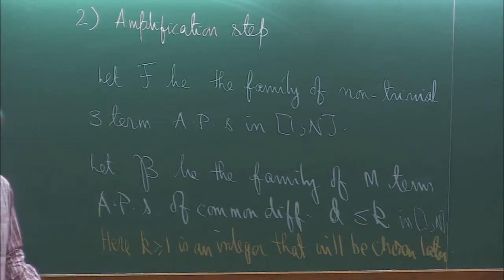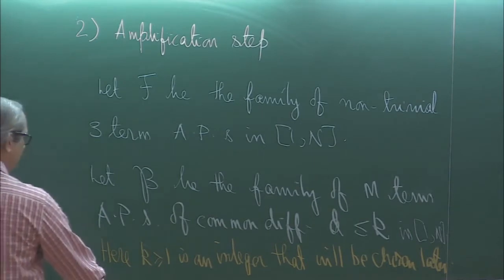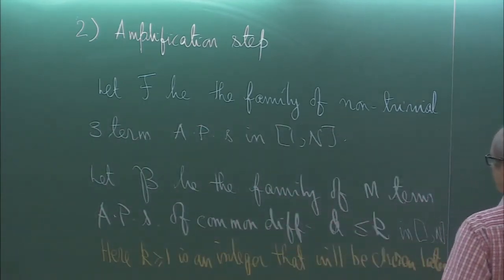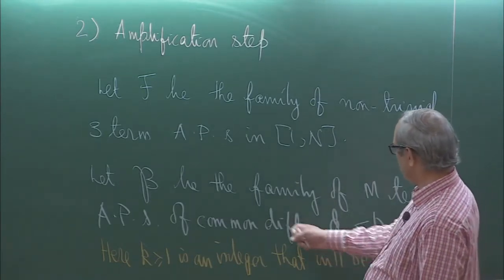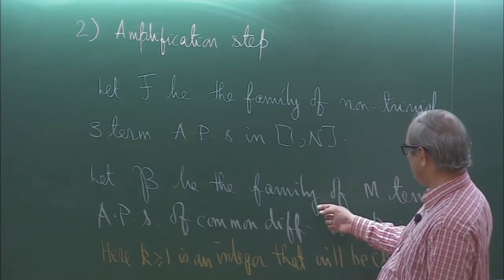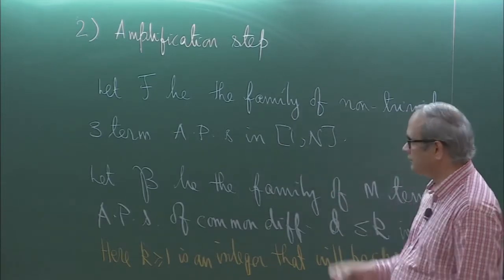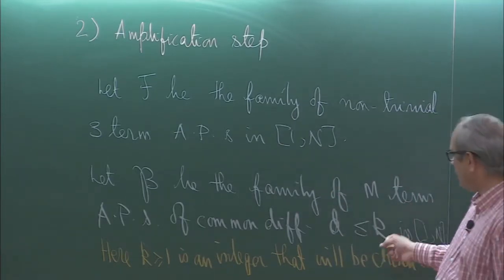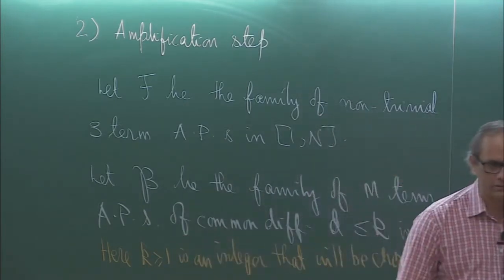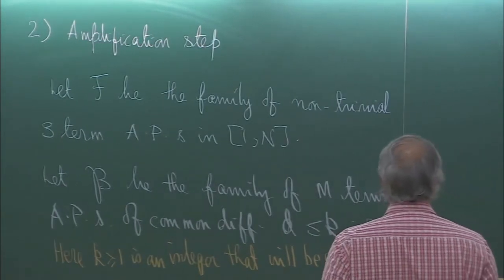Okay, so these are the two families, and when one applies the overcounting lemma, one has to first count, for each f, for each non-trivial 3-term arithmetic progression, a uniform bound for the number of m-term arithmetic progressions that contain it. The L that was there in this.